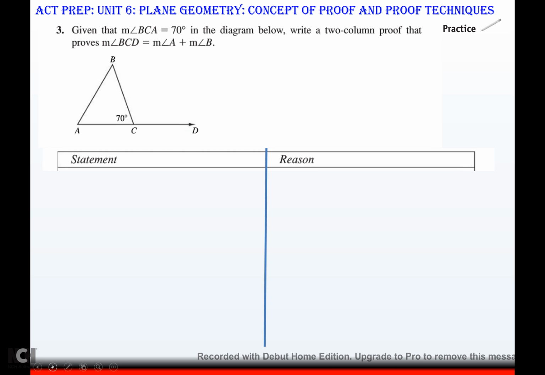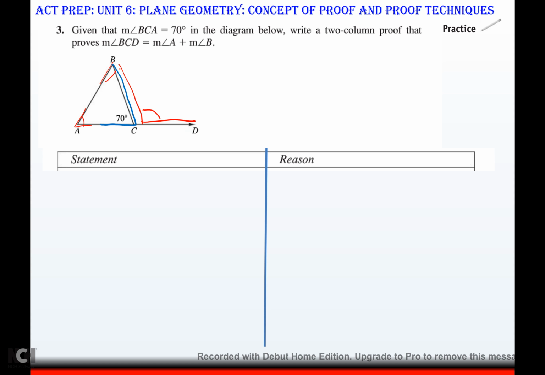Alright, 3 says, given that the measure of angle BCA is 70 degrees in the diagram below, write a 2-column proof that proves that the measure of angle BCD, which would be this one, is equal to the measure of A plus B.